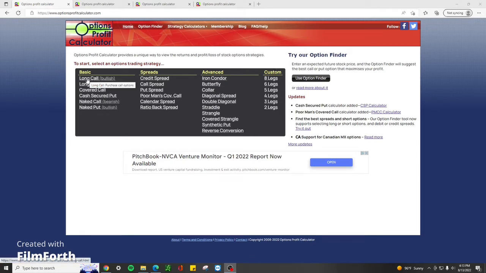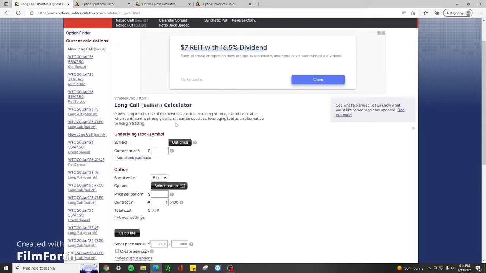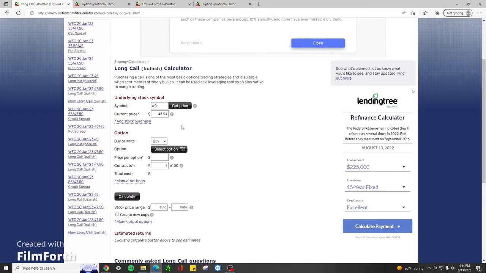So we'll start with the long calls, which is on the bullish side. When you click on that, it gives you a little bit of a brief description of what the strategy is. The symbol selector box here, we will go with Wells Fargo. You can plug in any ticker symbol in here for you to analyze. Click on get price. It will show you the current price of the stock you're looking at.